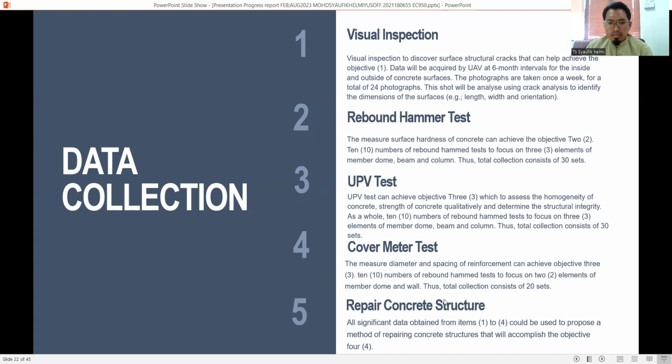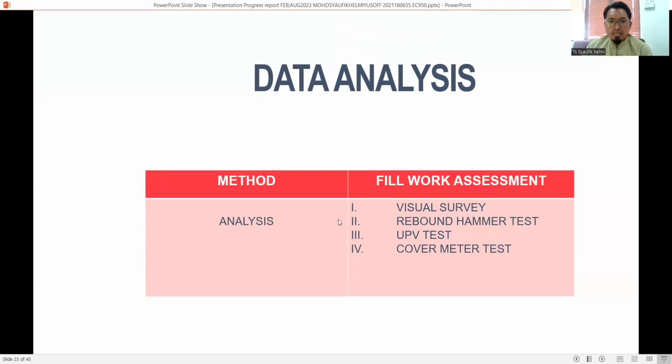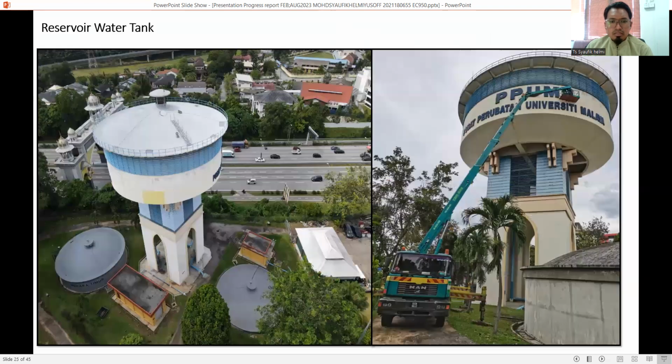The last one, repairing concrete structure: all the significant findings from items 1 to 4 could be used to propose the method of repairing the structure. Okay, the method of analysis is a fieldwork assessment: visual survey, rebound hammer testing, UPV testing, and carbometer testing. So this is the preparation for data capture, and it must be considered, including the preparation of the safety condition at the site.